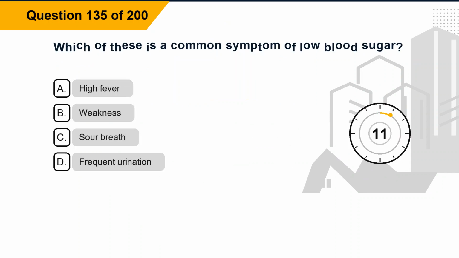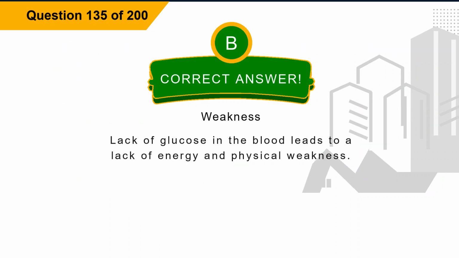Question 135. Which of these is a common symptom of low blood sugar? Option A, high fever. Option B, weakness. Option C, sour breath. Option D, frequent urination. The correct answer is option B, weakness. Explanation. Lack of glucose in the blood leads to a lack of energy and physical weakness.